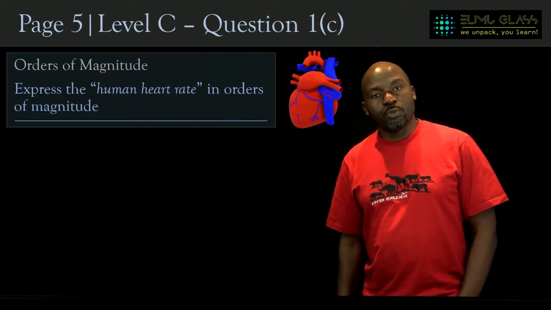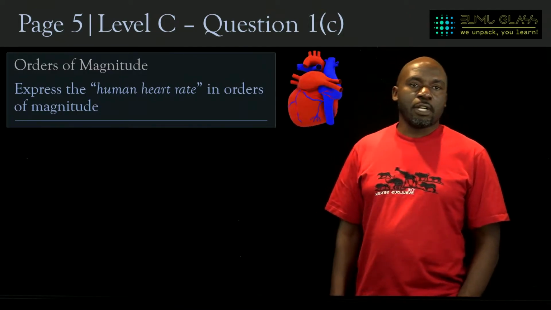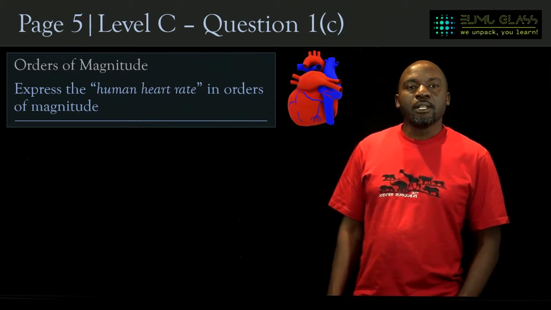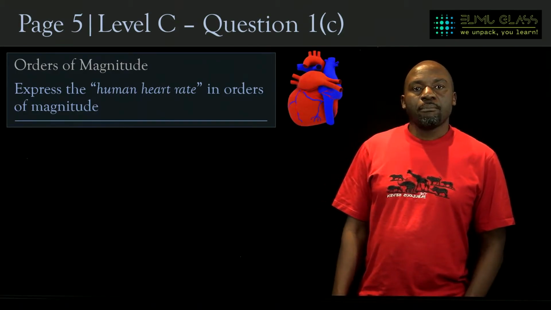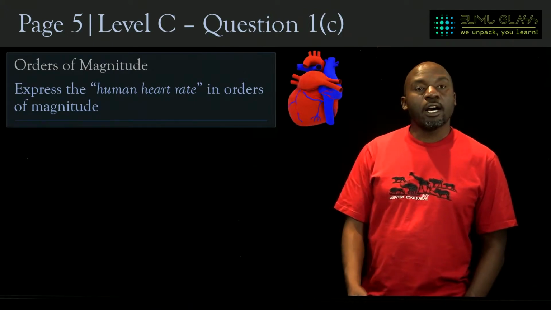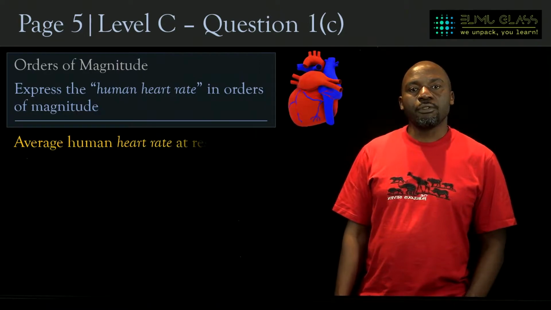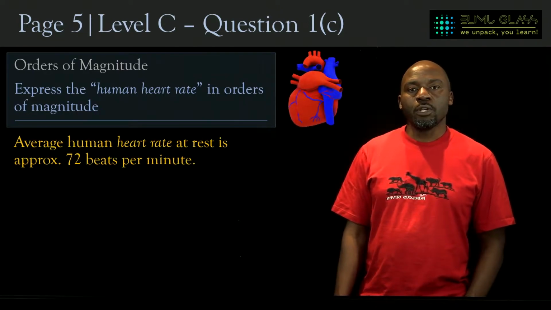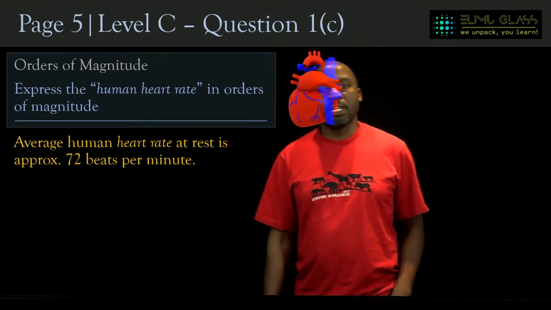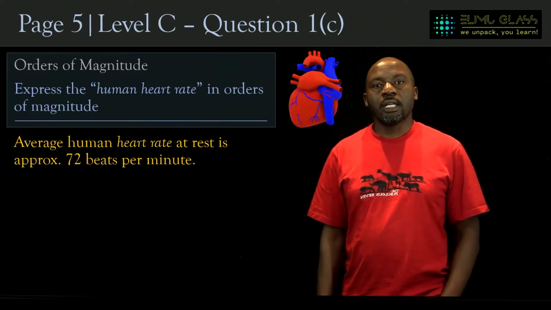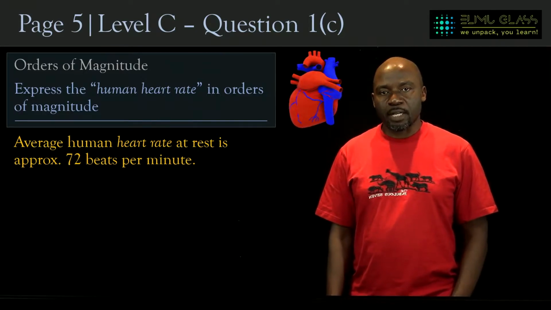Well, this is supposed to be general knowledge, just in the same way that TikTok is general knowledge, okay? So how many beats per minute does the human heart actually make? If you know this, then you would know that it is about 72 beats per minute. And so we want to express 72 beats per minute in orders of magnitude.